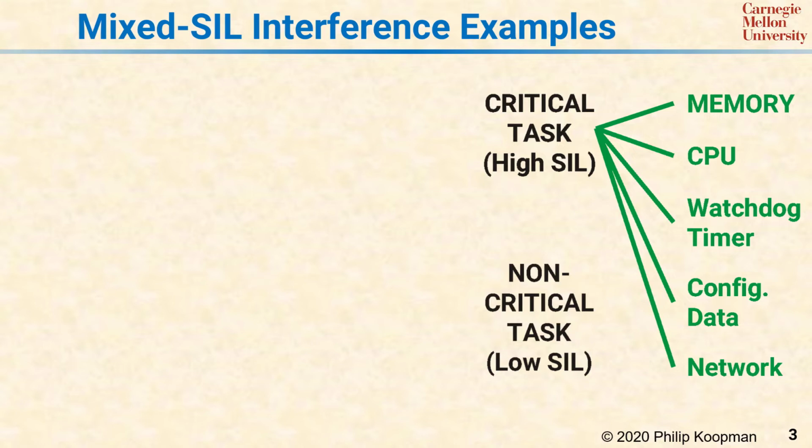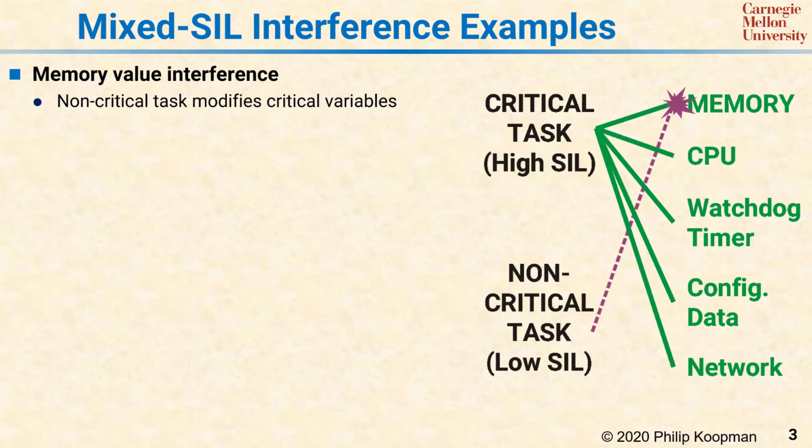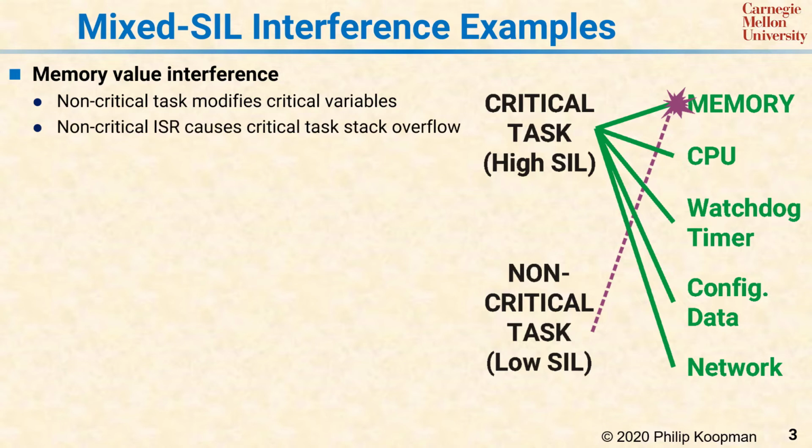The non-critical task could interfere with memory values. For example, it could accidentally modify variables being used by the critical task. If an interrupt service routine is designated at low SIL, it could overflow the critical task stack if it is activated while the critical task is running. And a non-critical task could have a memory leak, exhausting heap memory so that when the critical task needs some memory, it suffers a runtime error due to heap exhaustion.